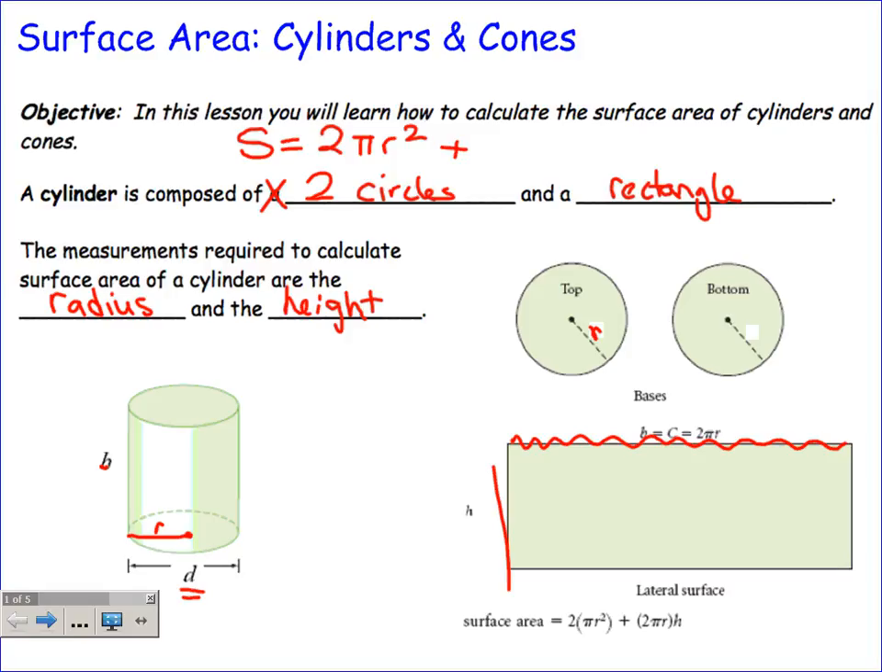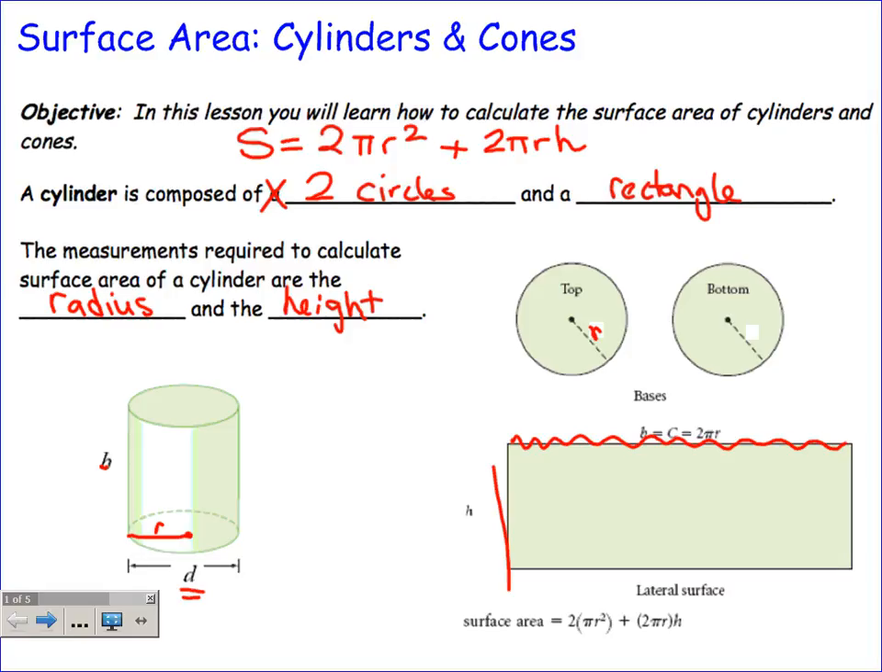So the idea here is that this length of the base here is going to be 2 pi r. Then we'll multiply by the height. So this is actually 2 pi r squared plus 2 pi r h. It kind of sounds fun if you said it really fast, like the surface area is 2 pi r squared plus 2 pi r h.